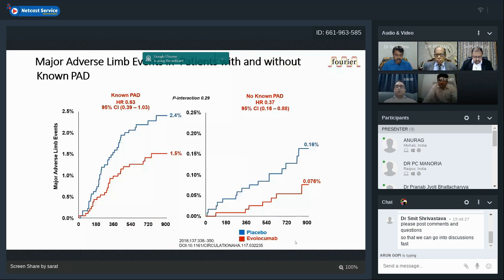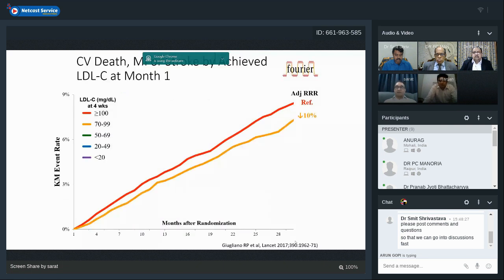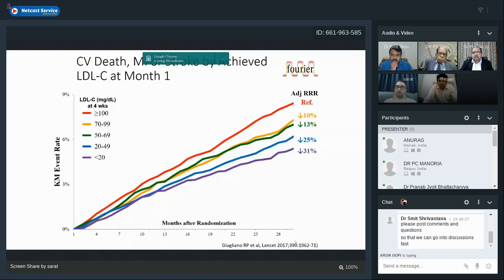Okay. Now, this is a very important slide. Not only are the major endpoints reduced in this group, those patients who at the end of 4 weeks developed LDL which is less than 20 milligrams showed a greater reduction of the events of 31% compared to the reference.